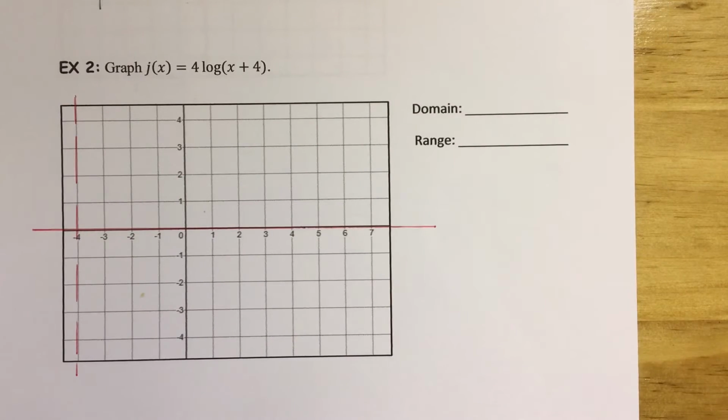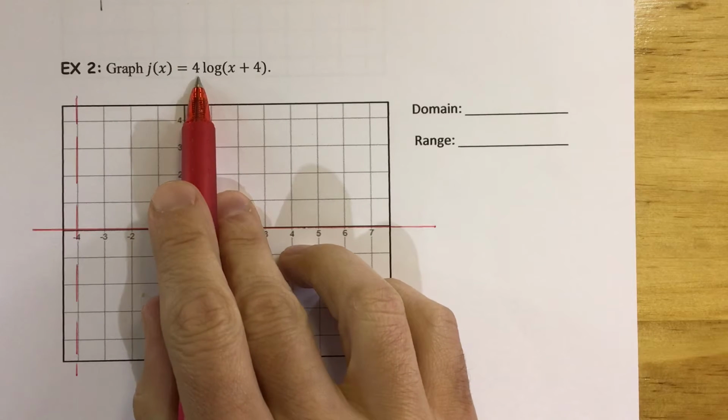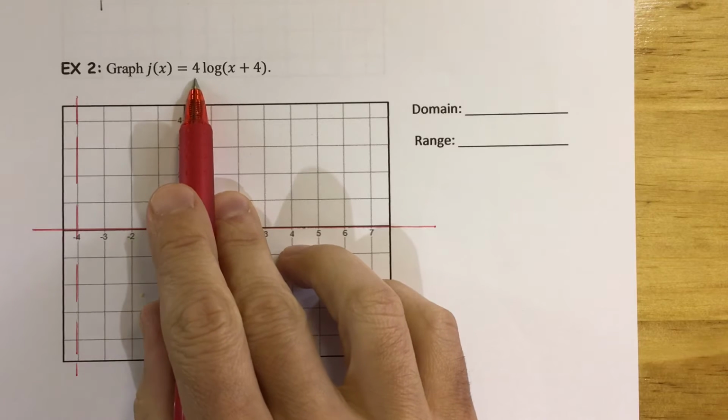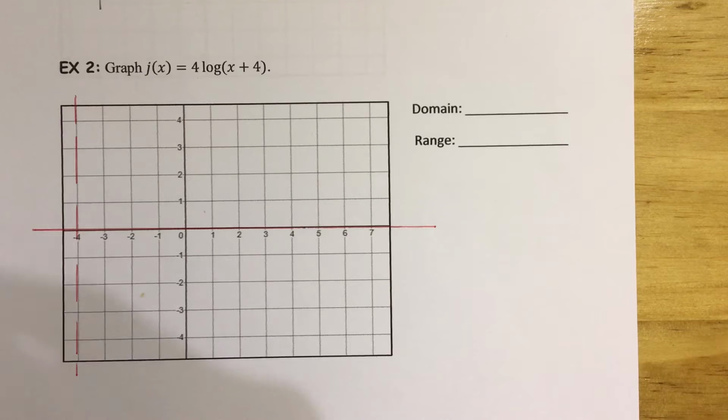All right, example number 2. The main thing that we're going to be bringing in here is an a value. Remember that a factor that sits in the front of everything is going to vertically stretch and compress the graph. So we deal with that part close towards the end of it, but not at the beginning for sure.